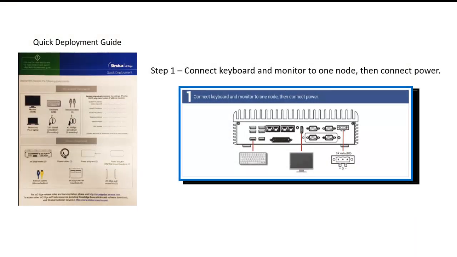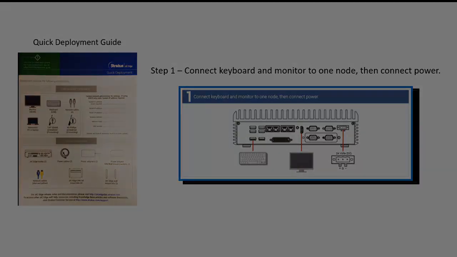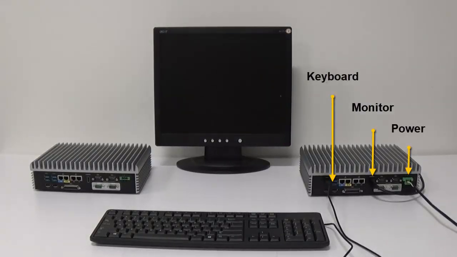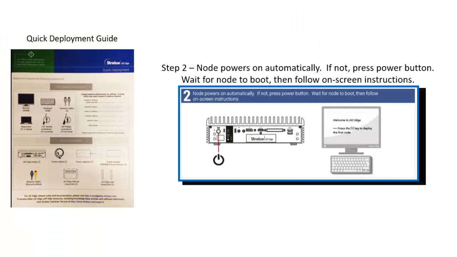Step 1 is to connect the keyboard, monitor, and power to one of the nodes. In this example, we've connected the monitor, keyboard, and power to one of the nodes. In step 2, the node should automatically power on once power has been applied. If it does not, press the power button and then watch the monitor.